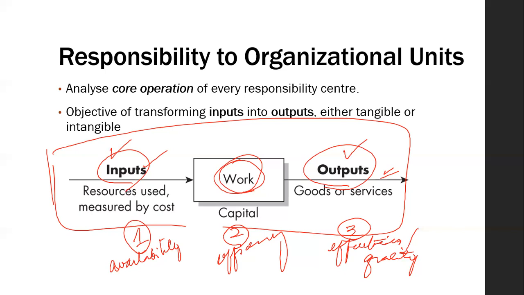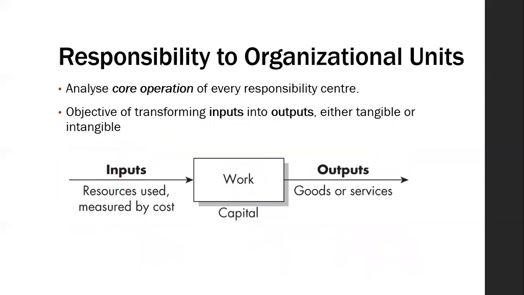Now, it could be tested in smaller units in the organization. Your messenger, for example, say you have one messenger. Is that messenger a responsibility center? The only question is, does he have input, work, and output? Probably yes. But later, we'll talk about whether it's efficient to actually shrink the responsibility centers to that extent.